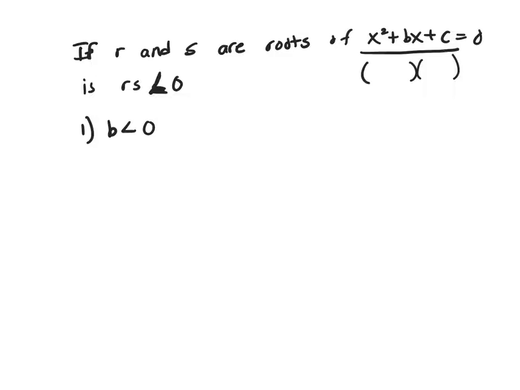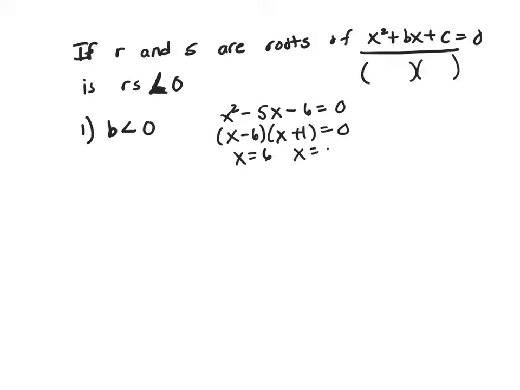Clue 1 says B is less than 0. So B is negative. That's not going to work. Let me show you why. If you got x squared minus 5x, I'm making this up, okay? I'm going to pick things that are easy to factor. x squared minus 5x minus 6 equals 0. That factors into x minus 6, x plus 1 equals 0. Here you have x equals 6, x equals negative 1.